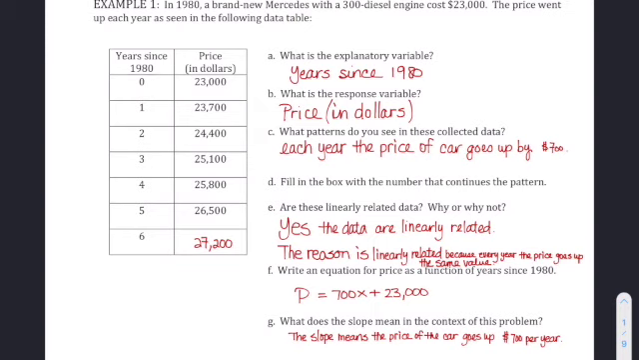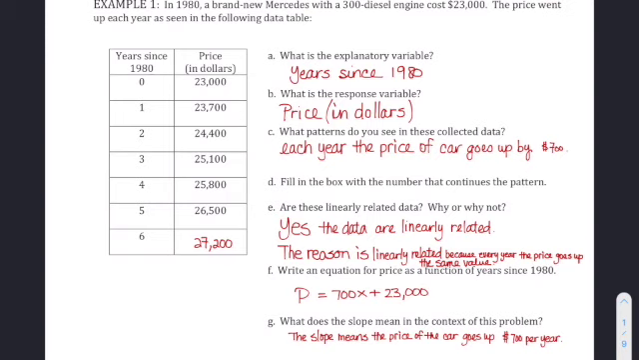And D, fill in the box with the number that continues the pattern. Since I know it's going up by $700 a year, I took the 26,500 and added another 700, and that gives me $27,200. So that's letter D.